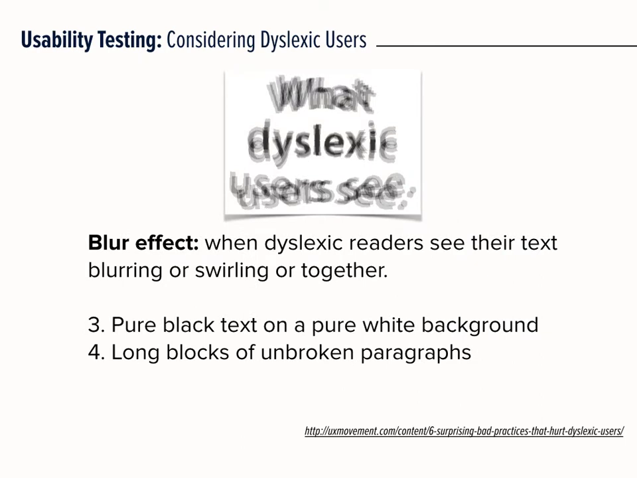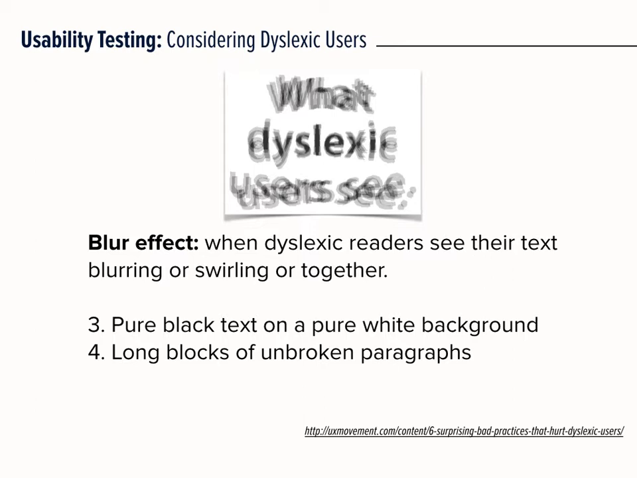The blur effect. It's another kind of visual distortion effect that can occur among dyslexic users. This can significantly affect a dyslexic user's reading ability and makes reading very tiring. You can lessen this effect by avoiding some bad practices. Remember not to use pure black text on a pure white background.